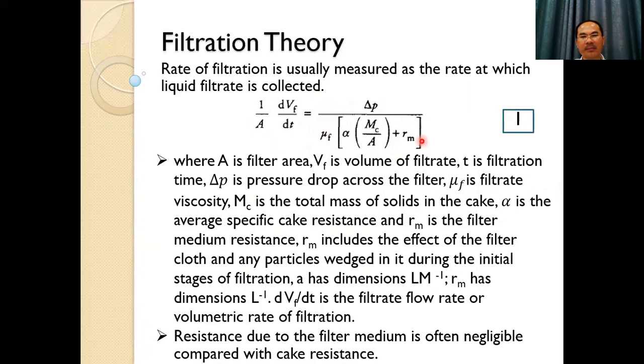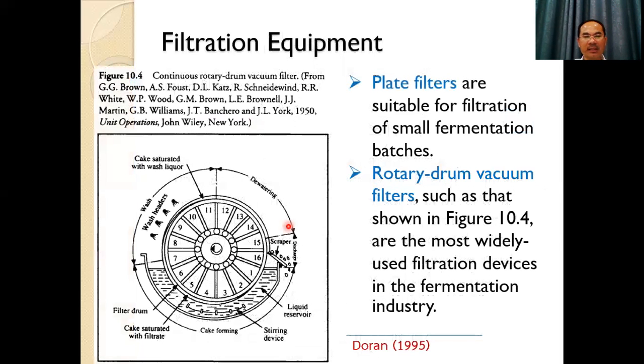Alpha and Rm. Alpha is the specific cake resistance, the resistance to the flow of the liquid. Rm is the medium resistance. The medium, we call the filter cloth or filter medium. And also A is the filtration area. If we consider the filtration area of the rotary drum, the filtration area is only considered for this case.